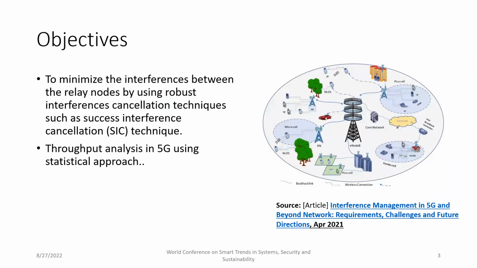So my objective of this research is to minimize the interference between the relay nodes by using a robust cancellation technique, in which I have used successive interference cancellation technique. So as you can see in the figure that there are many devices which are trying to connect with the base station. So there are a lot of interferences. So choosing a better interference technique can improve our throughput gain in the receiver side. So I have developed a statistical approach to analyze the throughput analysis in 5G.